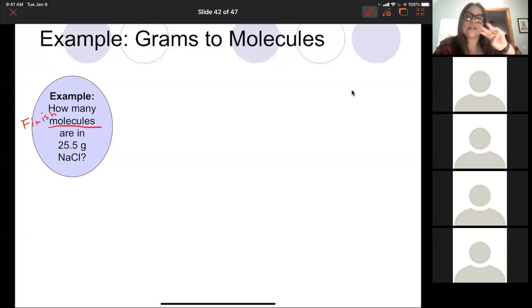So you will know that the third word in the problem is asking you where you're going, it is telling you where you're going to finish. How many molecules are in 25.5 grams? This is where we're going to start. 25.5 grams. We're going to start there.